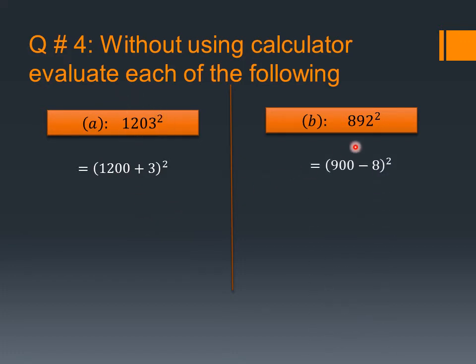892. Can I replace 892 with 900 minus 8? Subtracting 8 from 900, we will get the answer 892. You may also write here 890 plus 2 or 800 plus 92. Anything can be written, but the final answer should be 892 after addition or subtraction.